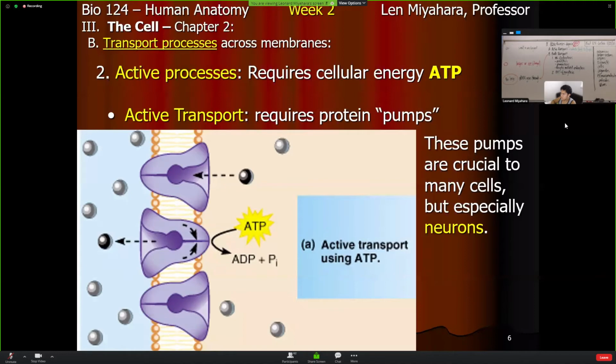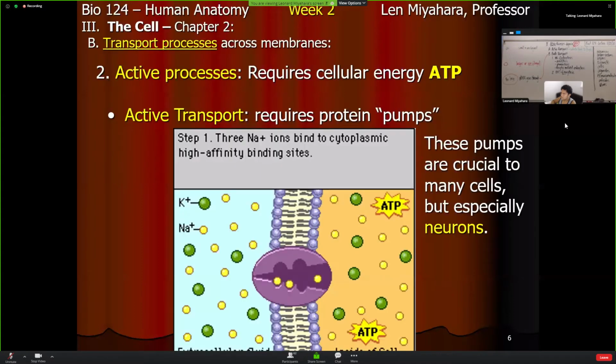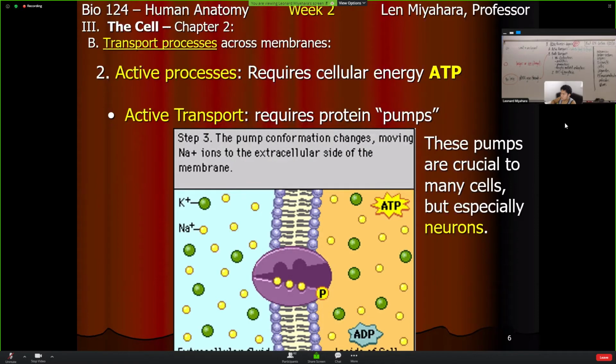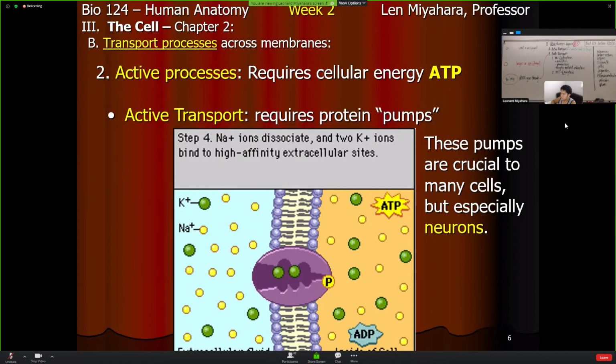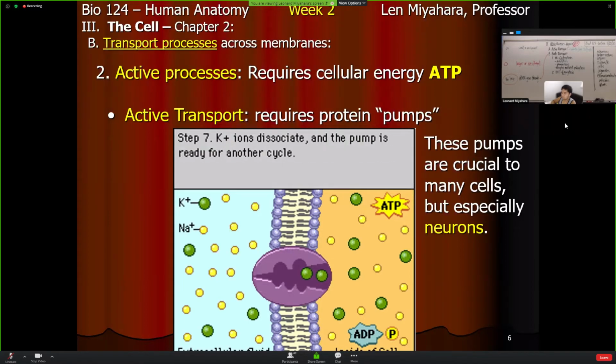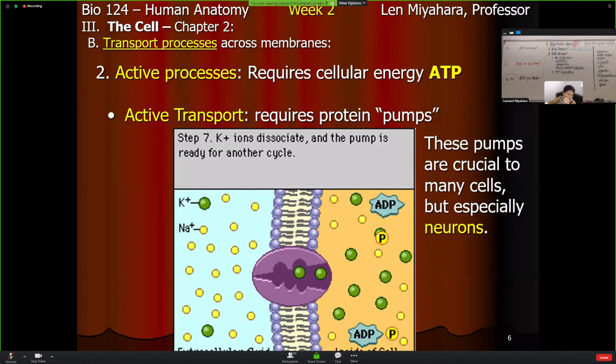We talked about these sodium-potassium pumps, and they're very efficient. They will put 3 sodiums out and 2 potassiums in with 1 ATP, highly efficient. Everybody see that? This is a case of active transport. Now in physiology, we're going to differentiate between primary active transport and secondary active transport. But just know that this is active transport.